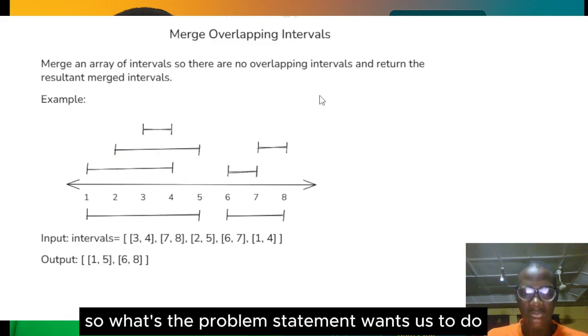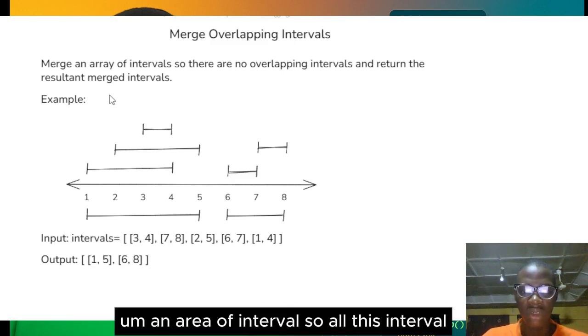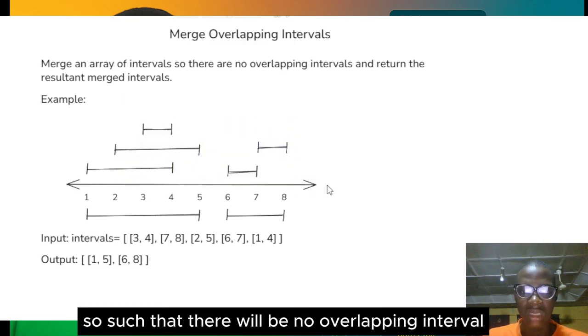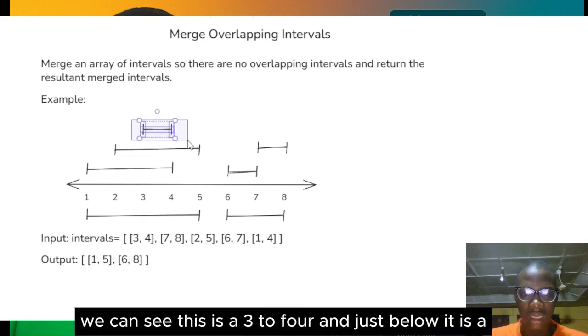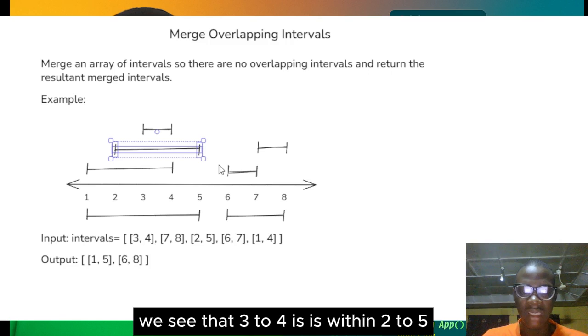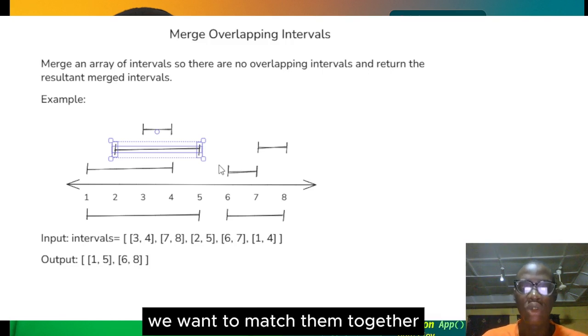What the problem statement wants us to do is merge an array of intervals. We want to merge all these intervals together such that there will be no overlapping intervals. As we can see here, we have a 3 to 4, and just below it is a 2 to 5. We see that 3 to 4 is within 2 to 5. Whenever we find out that intervals overlap, we want to merge them together.